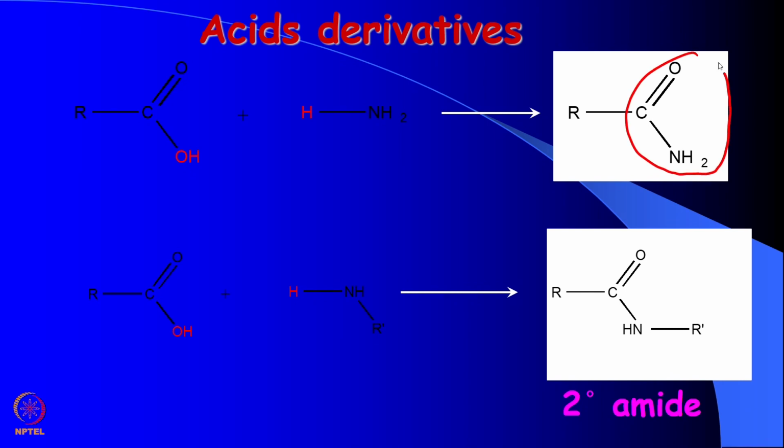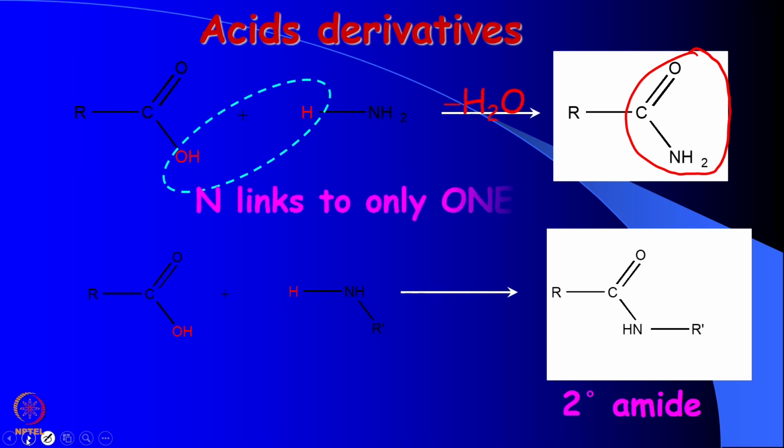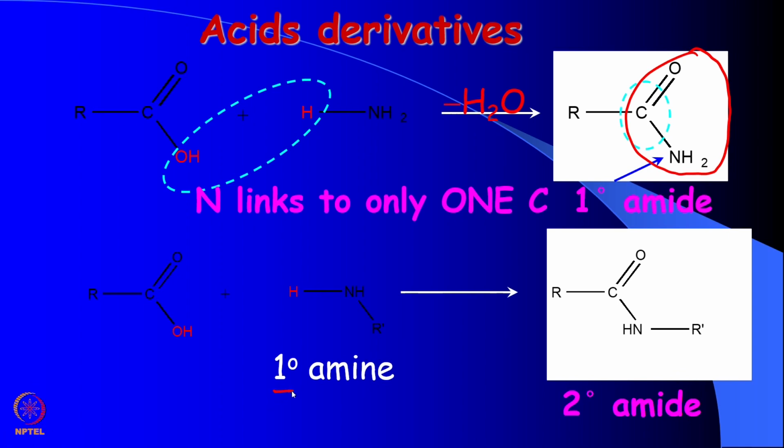So, this is called the 1-degree amide, and the other one is called the 2-degree amide. When you have ammonia, it forms a 1-degree amide. When you have an amine RNH2 group, then it is a 1-degree amine that forms a 2-degree amide.